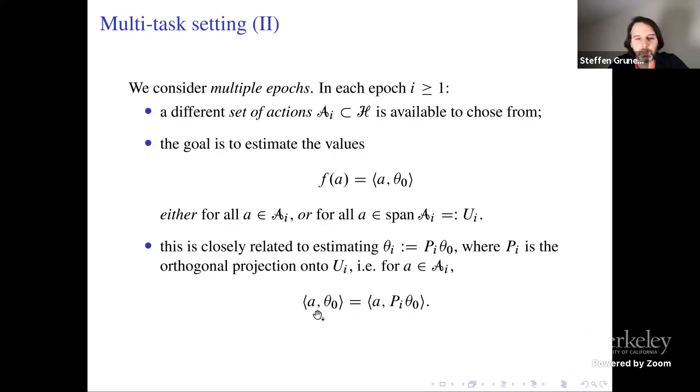Then obviously we have that the inner product between A and theta_0, if A is a design point in epoch i, is the same as the inner product between A and the orthogonal projection of theta_0 onto U_i, which is the same as the inner product between A and theta_i. So that's the quantity I care about in epoch i.